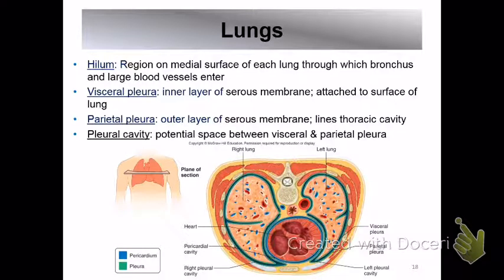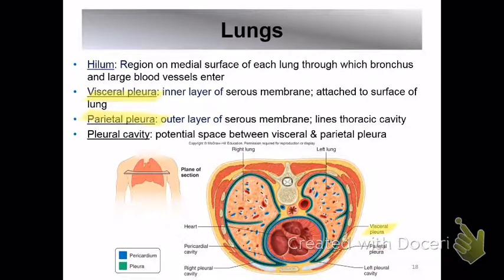Okay, visceral pleura. So highlight that. It's a serous membrane attached right to the lung. So look at the picture. Let's see if we can see it right there. It is attached right to the lungs, tightly attached, and it surrounds the lungs. The parietal pleura is what lines the thoracic cavity.